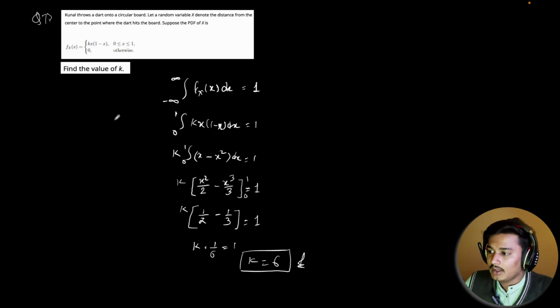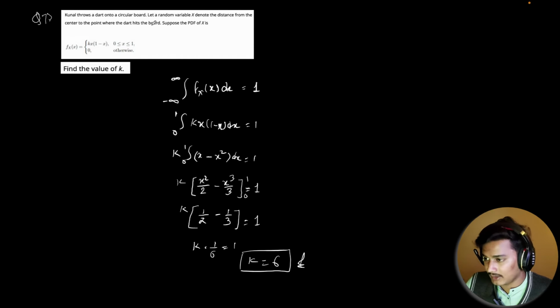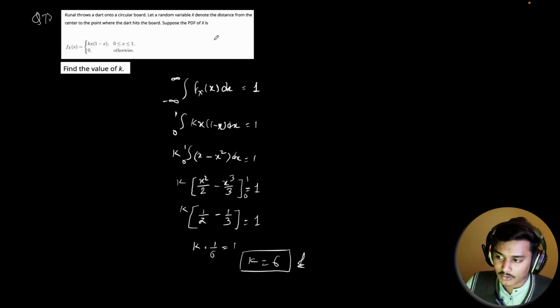Okay. Now next question. Kunal throws a dart on a circular board. Let a random variable x denote the distance from the center to the point where the dart hit the board. Suppose the PDF is this particular one. Find the value of k. What is the value of k?